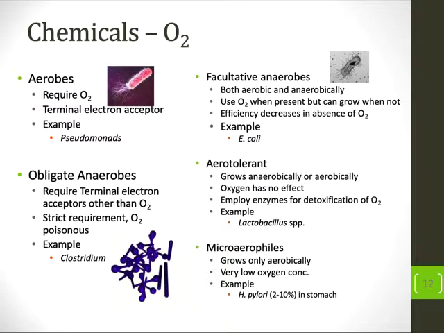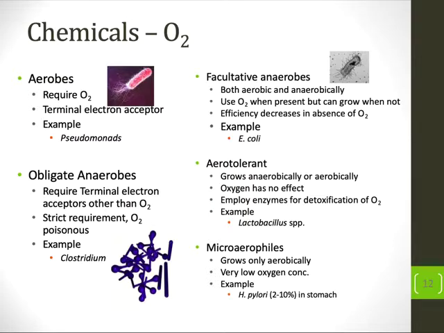Then you have facultative anaerobes. Facultative anaerobes would grow both in aerobic and anaerobic environments. However, they are more efficient when oxygen is around. So when they have access to oxygen, they are more efficient. Without oxygen, they will grow, but at a slower rate. An example is E. coli. Then you have aerotolerant organisms. They will grow anaerobically or aerobically. They are indifferent to oxygen, and so they have enzymes that help them to survive in the presence of oxygen.